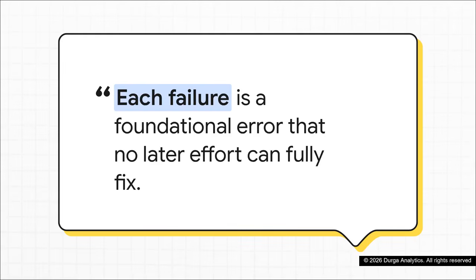To understand why they completely sink a program, think about it like building a house. Building a governance program without an executive sponsor is just like building a house without a permit. Eventually, someone is going to show up and stop you. Skipping enforcement? Well, that means you've got a beautiful blueprint that absolutely nobody follows. I literally cannot stress this enough. Each failure is a foundational error that no later effort can fully fix.